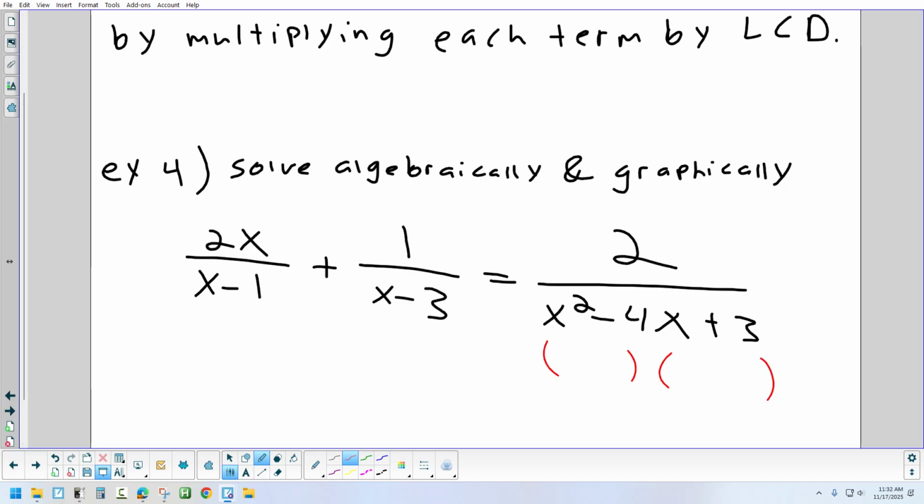What would be my first term in each set of parentheses when I factor that? X. Yep, we have an x and an x. What about my signs? We have a negative middle term and a positive constant. Yep, they would both have to be negative. And what about two numbers that multiply to give you 3, and add to give you 4?